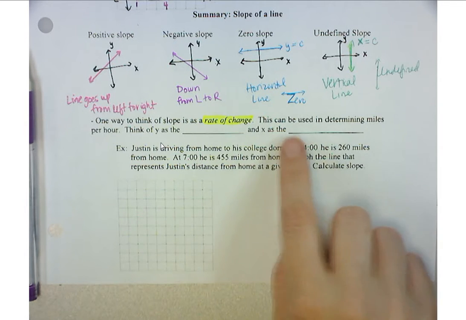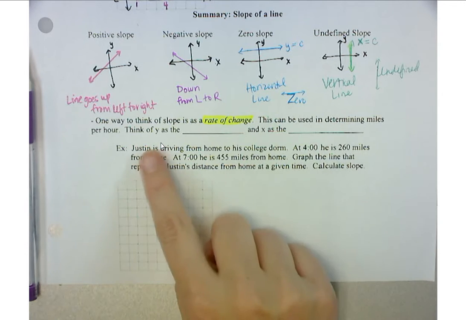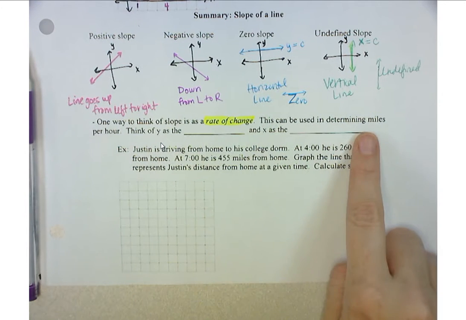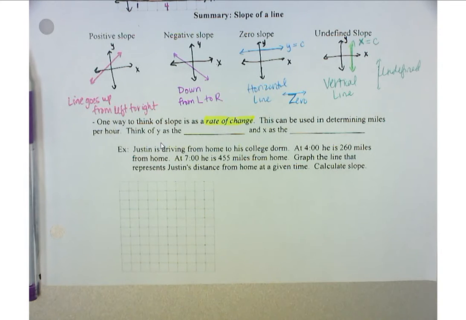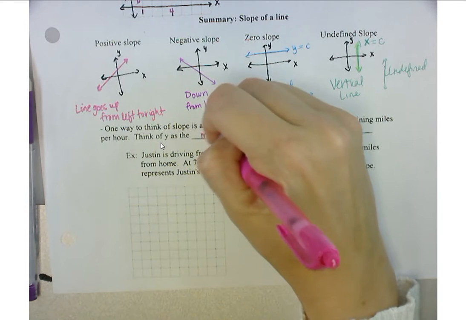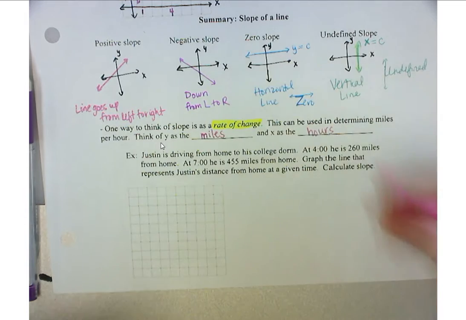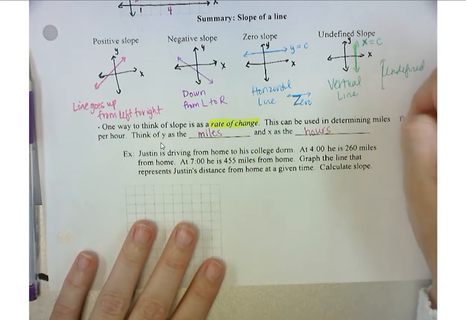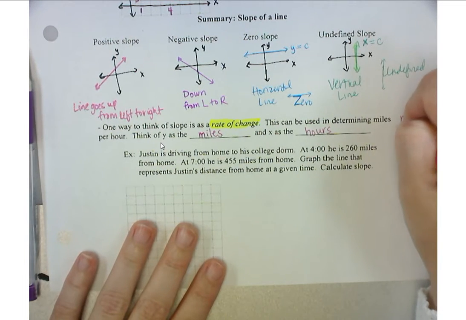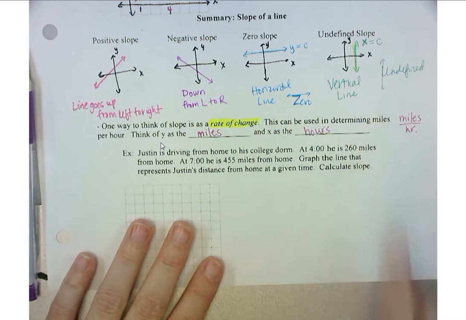So one specific application is determining miles per hour. Okay, so the rate is your miles per hour. You would think of y as the miles, and you would think of x as the hours, because it would be a fraction like this, miles per hour. Okay, so the change in y is on top, the x is on the bottom.